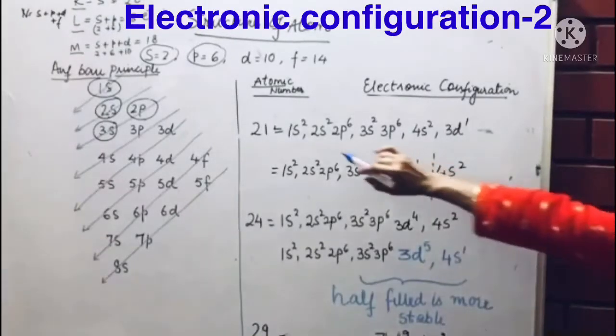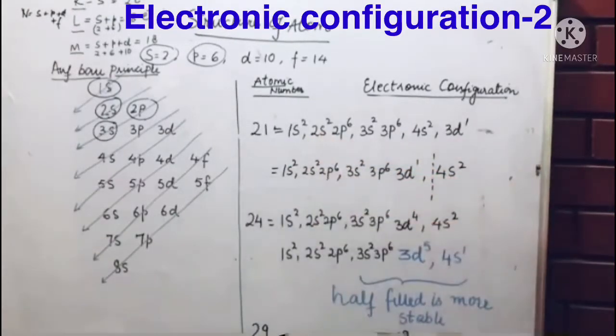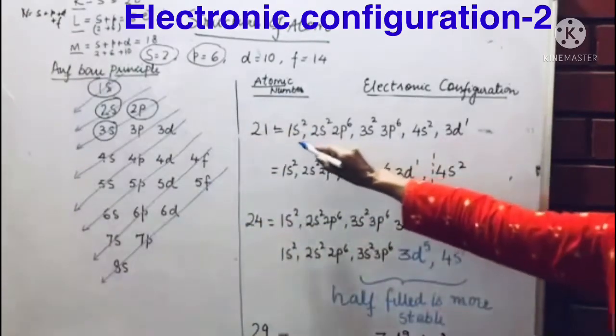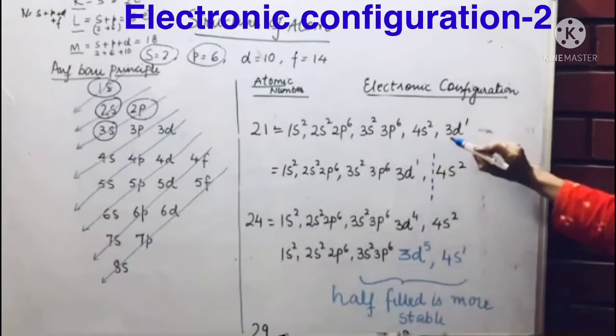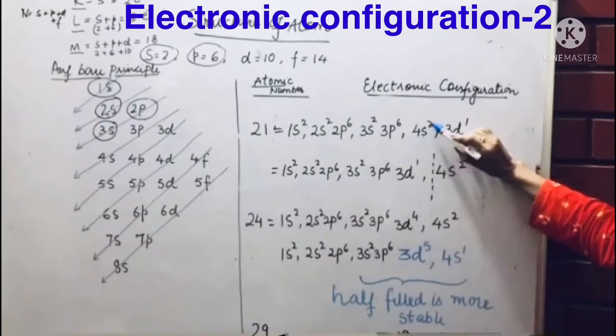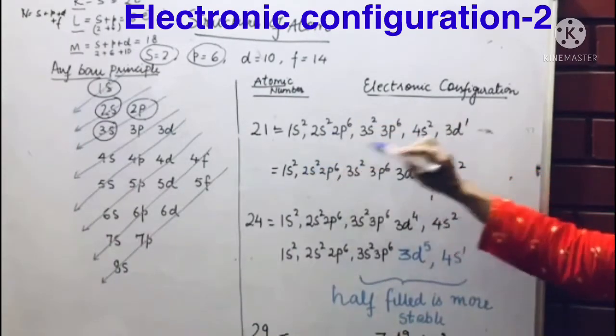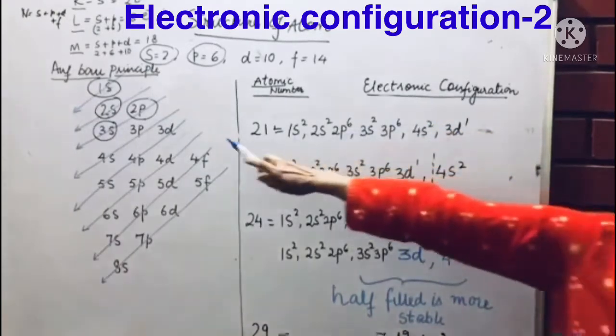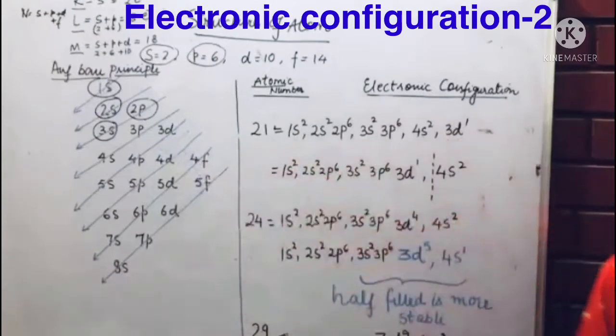Now see this again, atomic number 21. According to this pattern, my electronic configuration was coming as this. That is, I was filling up 4s2 first, 4s first, which can hold 2 electrons, then coming down to 3d1. See here, 3d is after 4s.